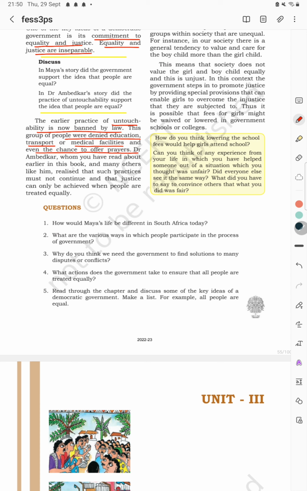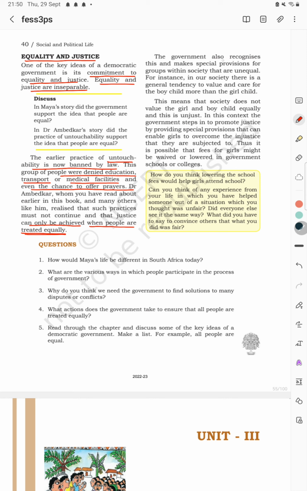Dr. Ambedkar, whom you have read about earlier in this book, and many others like him realized that such practices must not continue and that justice can only be achieved when people are treated equal. The government also recognizes this and makes special provision for groups within society that are unequal. For example, reservation for SC/ST. Then government is running various schemes for the weaker sections of society, that means women, children, and physically disabled persons. Through these schemes the government tries to make people equal, or reduce the inequality.